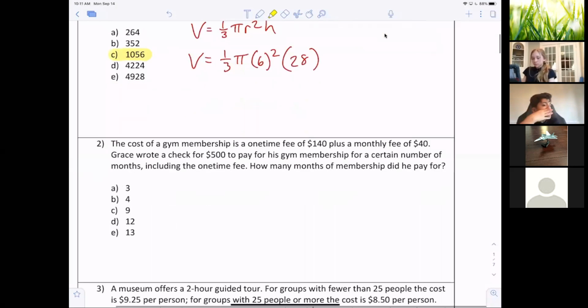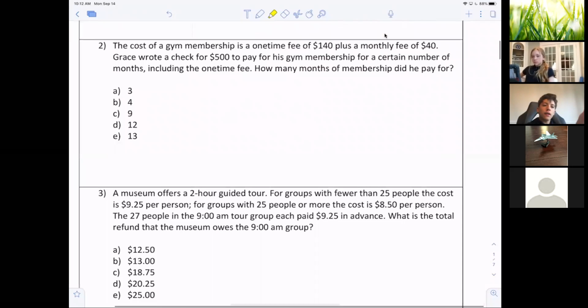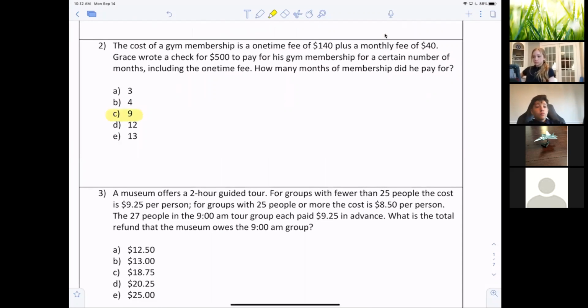So let's take now a look at number 2. The cost of a gym membership is a one-time fee of $140 plus a monthly fee of $40. Grace wrote a check for $500. So tell me, what's my answer? 9. Now, what equation did you use? Yes, 140 plus 40x equals 500. That will get you full credit.